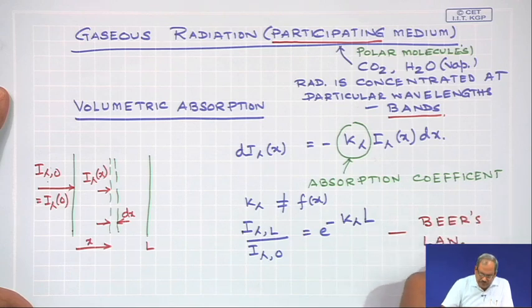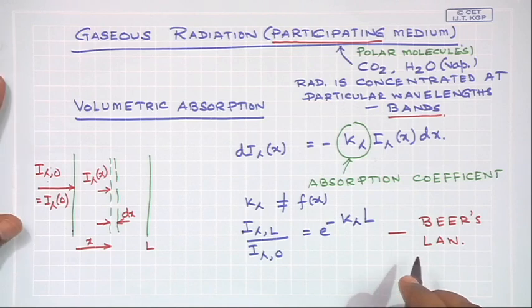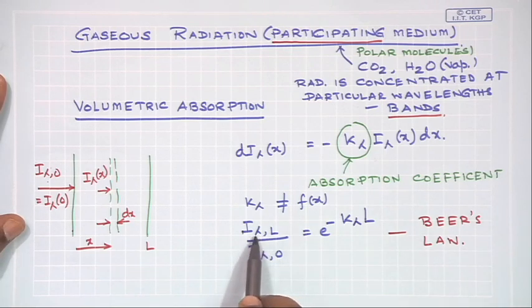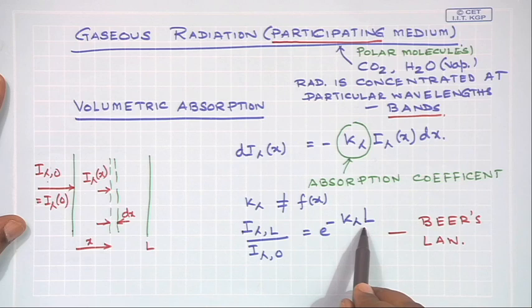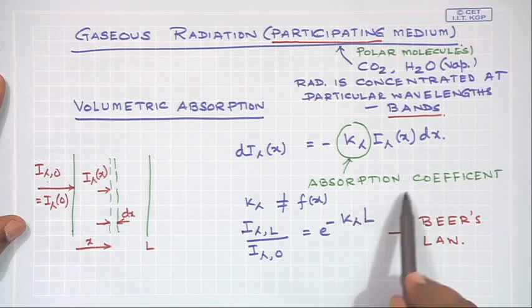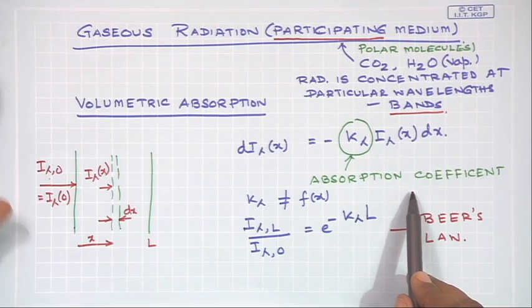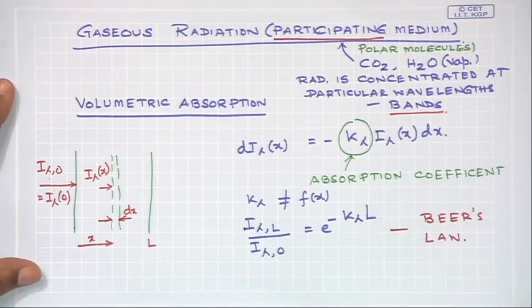So, Beer's law states that the intensity of radiation, after the incident radiation passes through a distance L, is going to decay exponentially, and the constant is a property of the gas, which is the absorption coefficient. So, what is going to be the use of this equation?